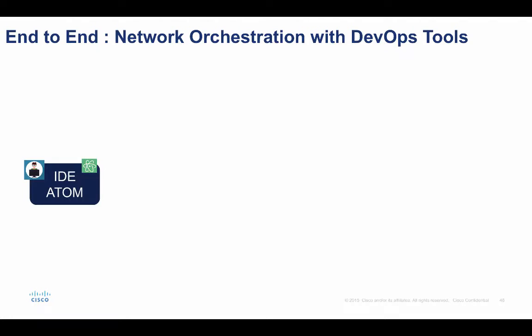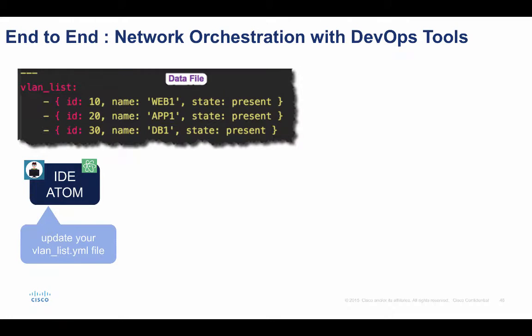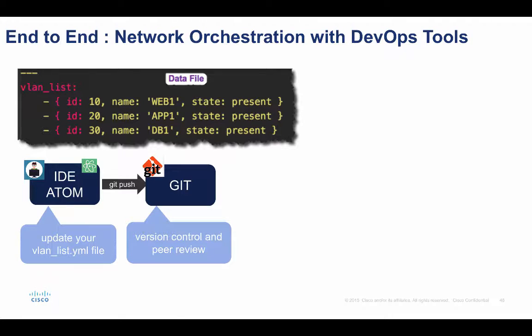So here's our Atom. Here's where we're going to be changing our data file. And the data file we're going to be changing is the VLAN list file. This is where we maintain all the VLANs that need to be present in all the switches, right? So once we change, add, or delete VLANs from the VLAN list, we will save it and it will get pushed to our GitLab. And once it's over there, we can do peer reviews and all other things.